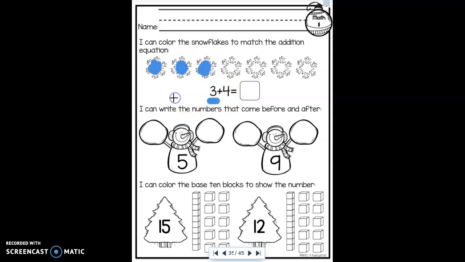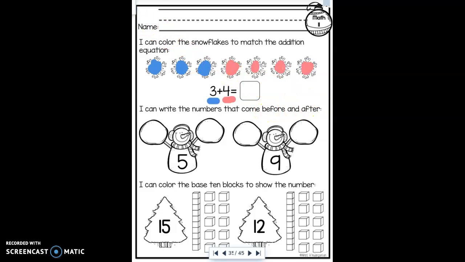That shows my first part of the equation. That's 3. Now I'm going to switch to a different color because this shows that I understand that there are 2 numbers that make up this equation. So for the next number, it's 4. So this time I need to color in 4 snowflakes. 1, 2, 3, 4. Okay, so I've colored in the equation.